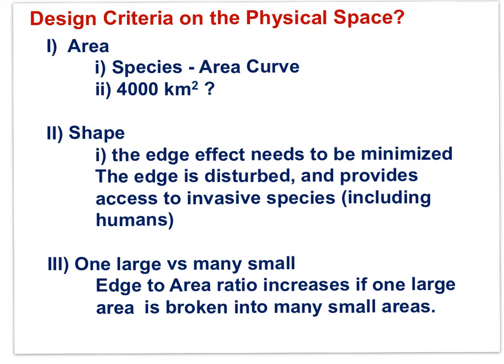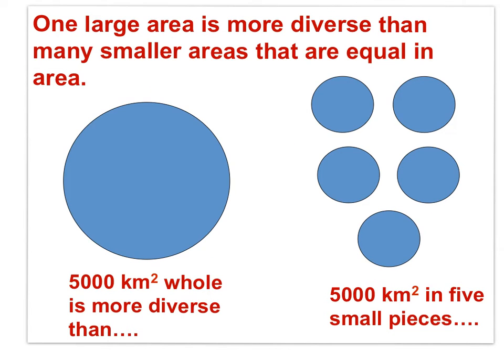Now let's look at another design consideration, one large park versus many small parks. You may already have some insight on this. Edge to area ratio increases if one large area is broken into many small areas. In this diagram, one large area of 5,000 square kilometers is compared with 5 smaller areas that have the same total area. Hopefully you could compare the edge to area ratio of these 2 scenarios. The one large area is more diverse than many small areas because the edge-to-area ratio is smaller here.